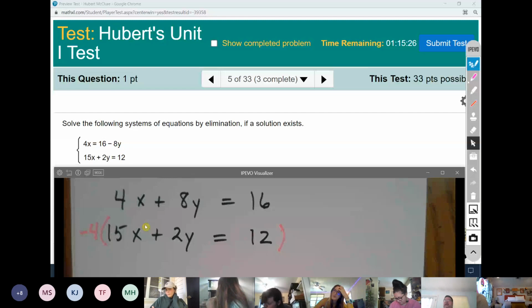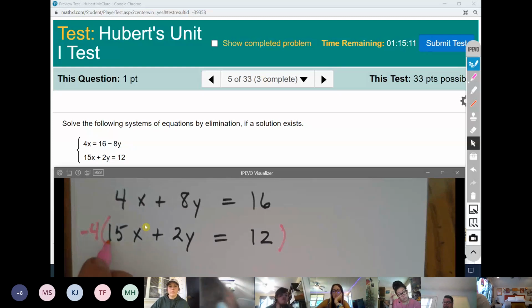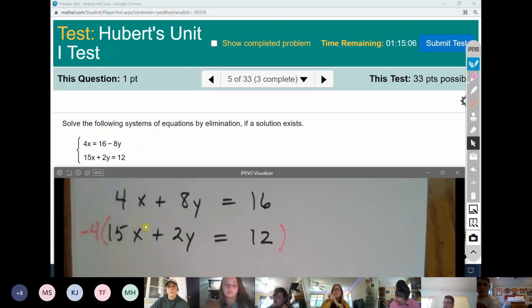Now, why did I pick negative 4? Watch and see. So 4x plus 8y is equal to 16. And then I'm going to write in pink, negative 4 times 15 is what, 60? Yes. Minus 8y equals negative 48.